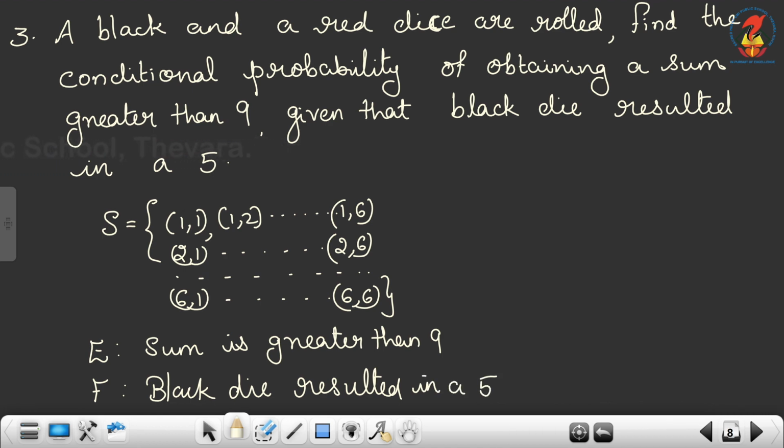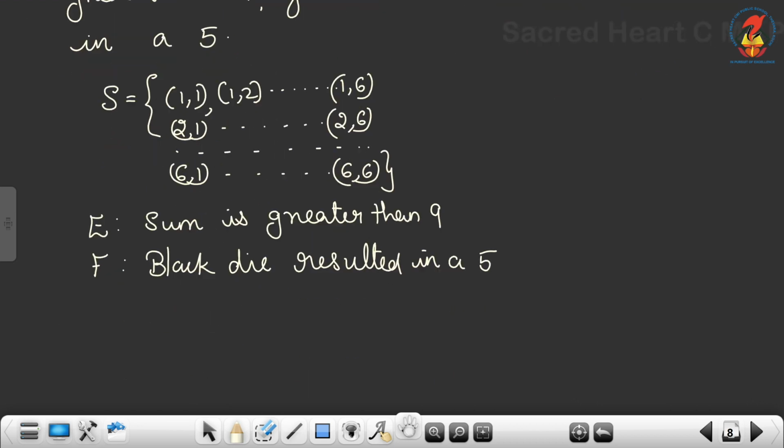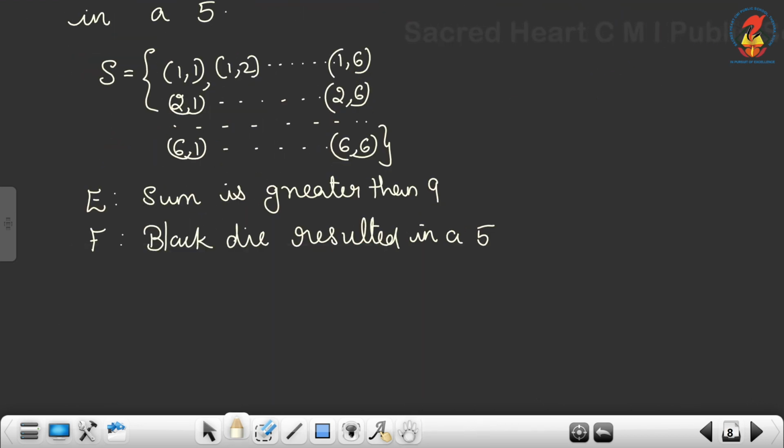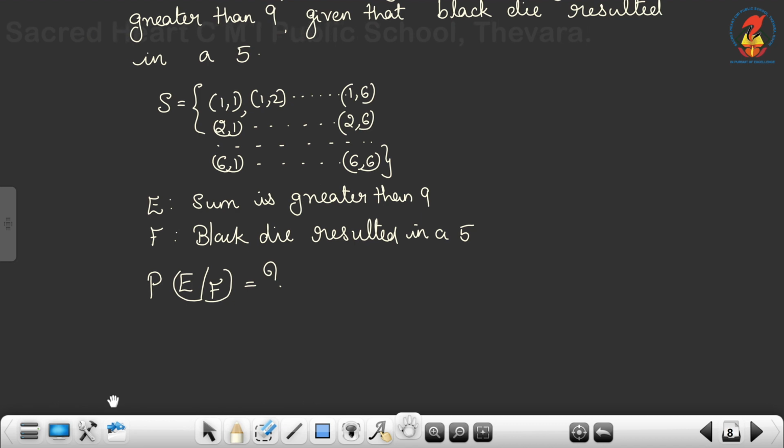Okay. So you have to read the question, then define the event. It's important. Then what we have to find? The conditional probability of E given F. Okay. So it is P of E given F. This only we have to find in this question.